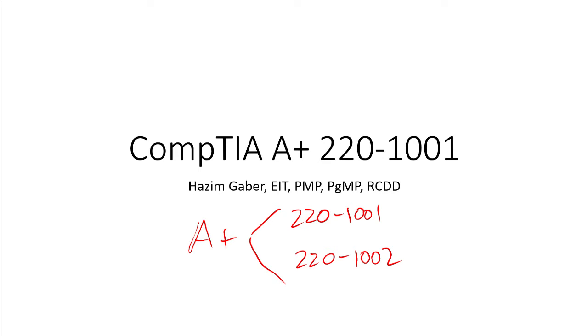So 220-1001 is mostly hardware, and 2 is software. I decided to break these up into two separate courses, and I'm gonna run them parallel. And if you want to watch them both at the same time, that's fine. If you want to watch them one after the other, that's fine. When I wrote the book, I put everything into one book.